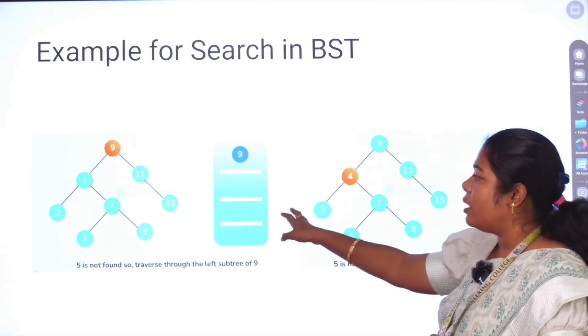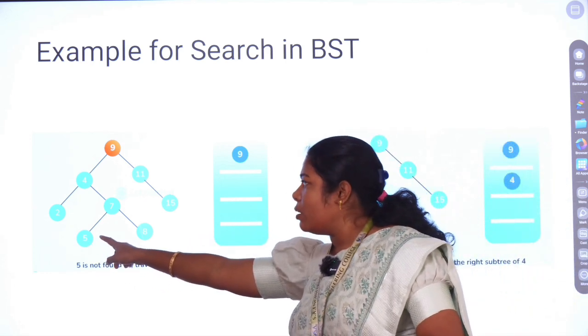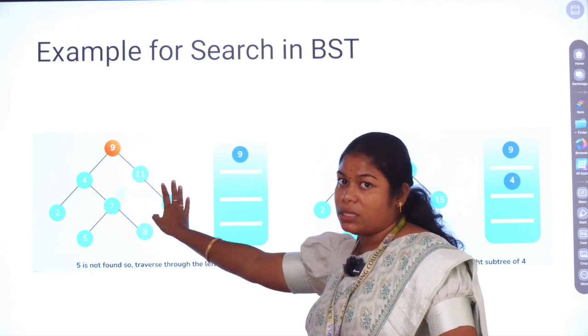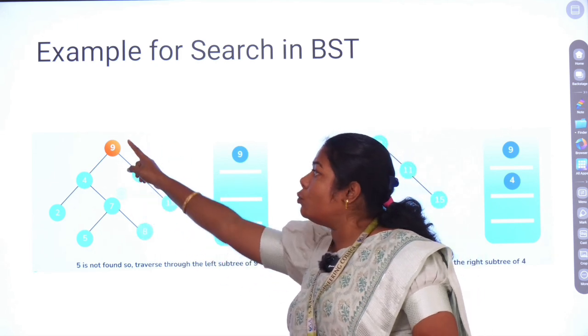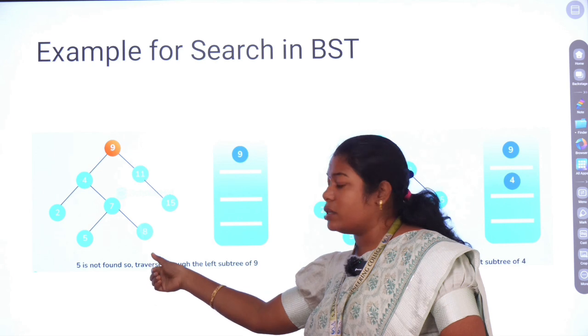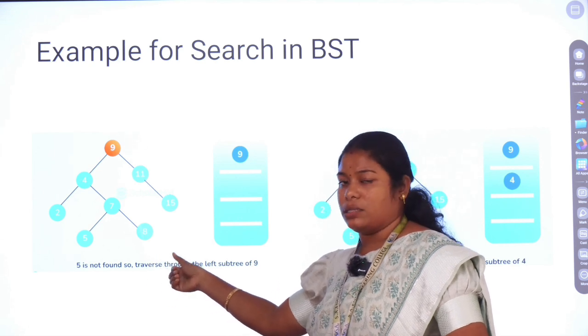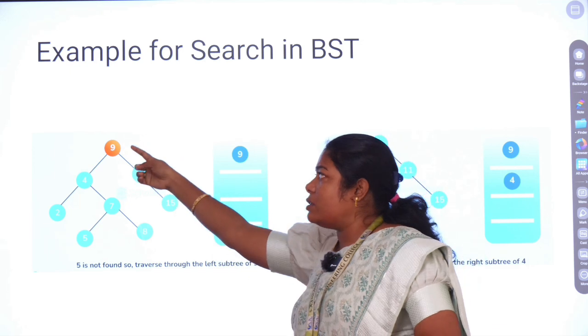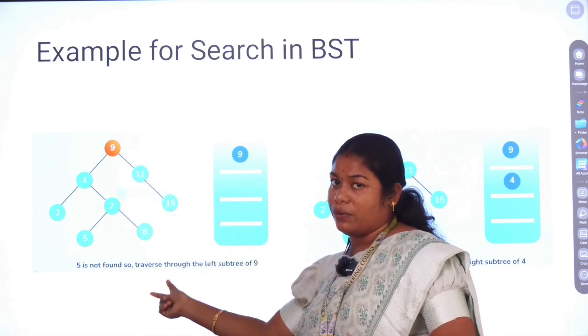like this. If I want to find 5 in my binary search tree, I will be traversing from the root to the leaf node. Leaf nodes are nothing but the nodes which do not have any children. That is said to be a leaf node. So I will traverse from the root to a leaf node.